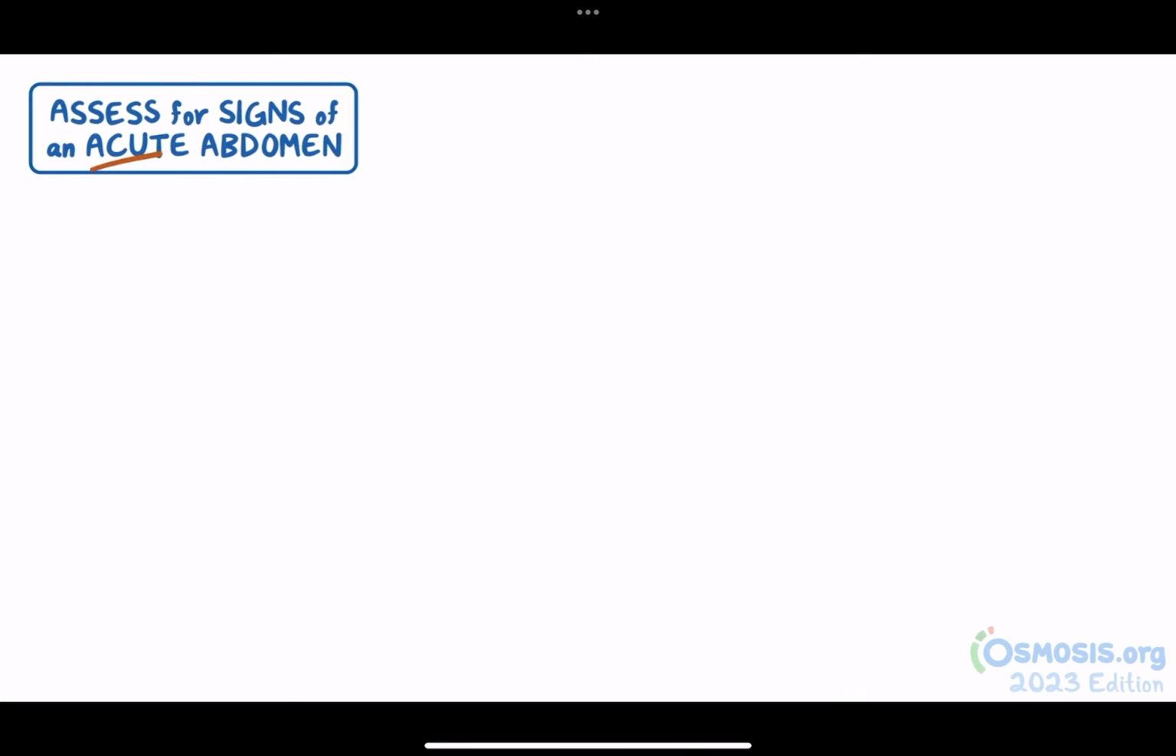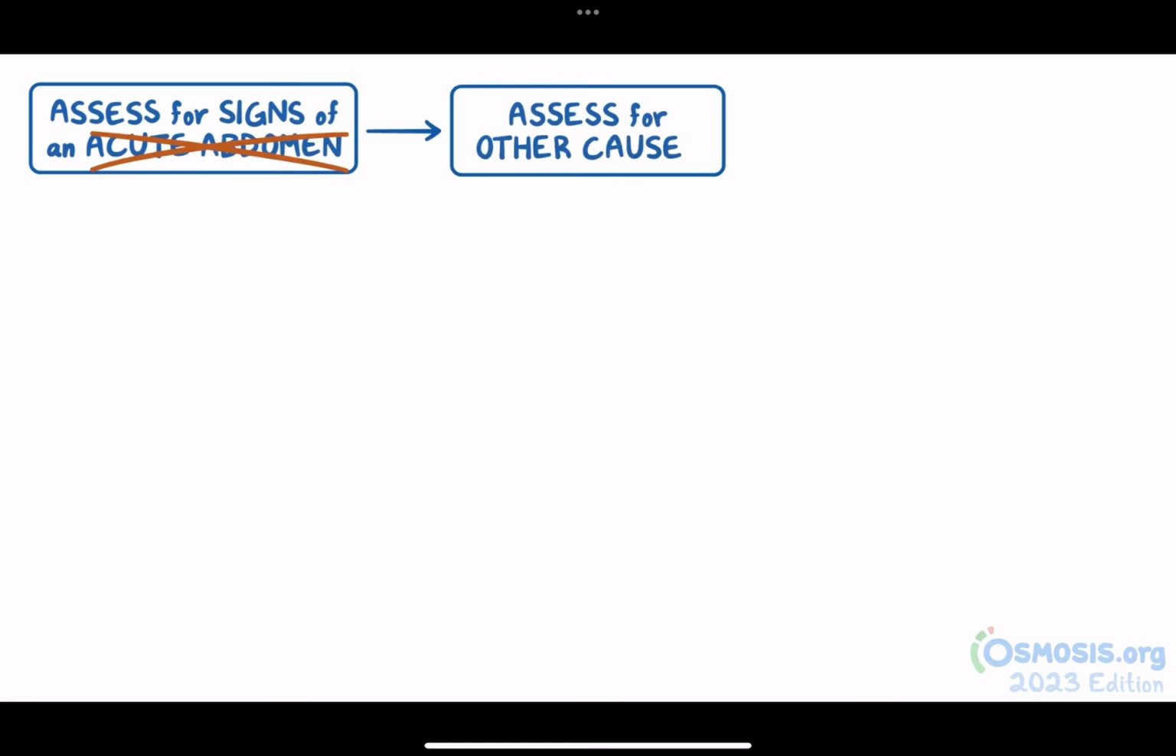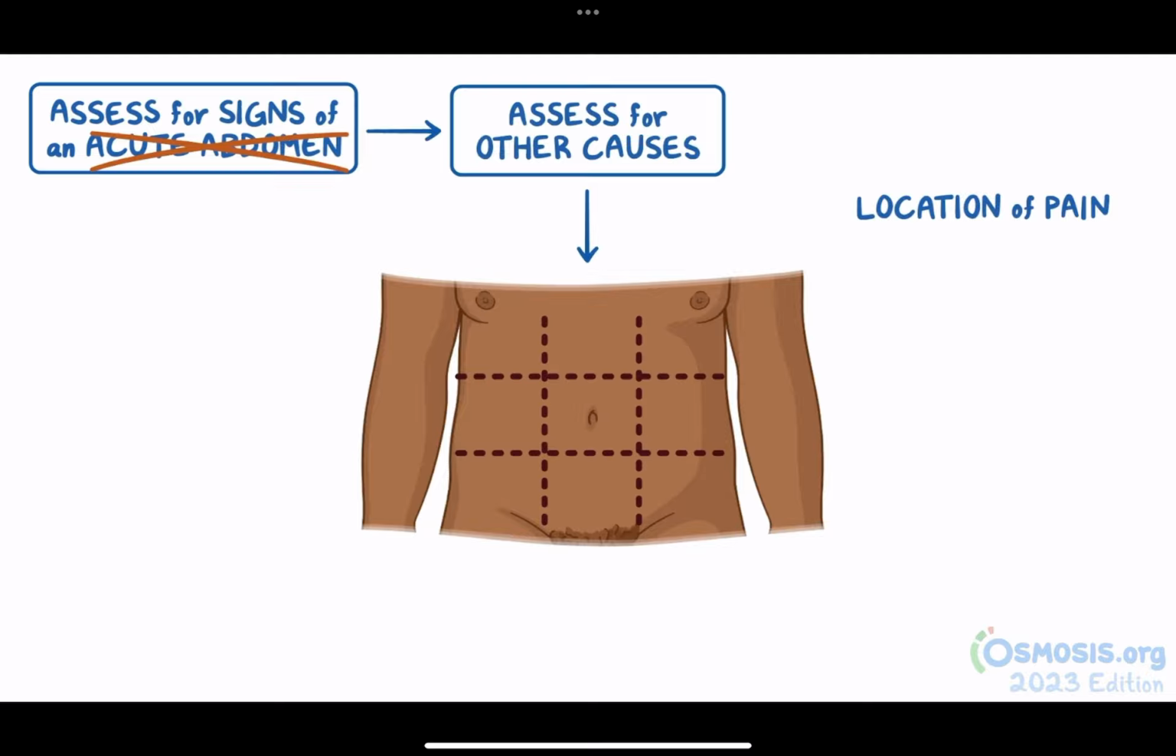Now, once you have ruled out an acute abdomen, the next step is to assess for other causes of abdominal pain. The location of pain on history and physical examination can be your best initial guide to narrow your differential diagnoses based on your clinical suspicion.